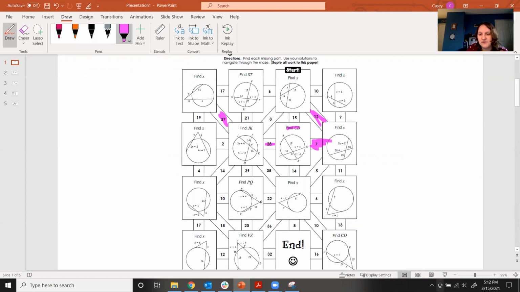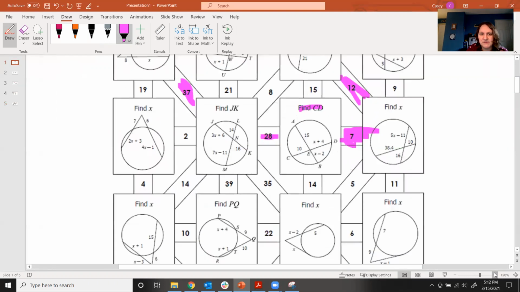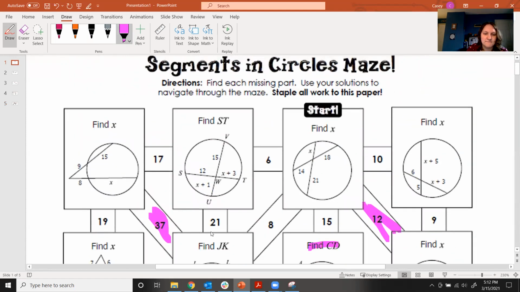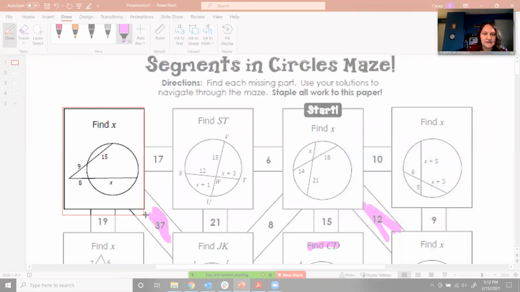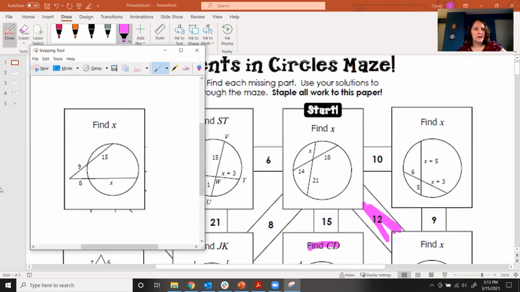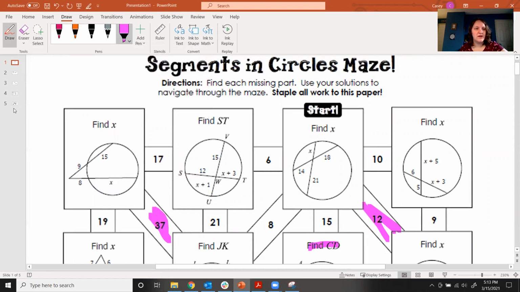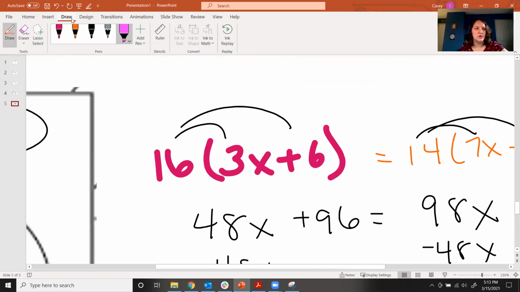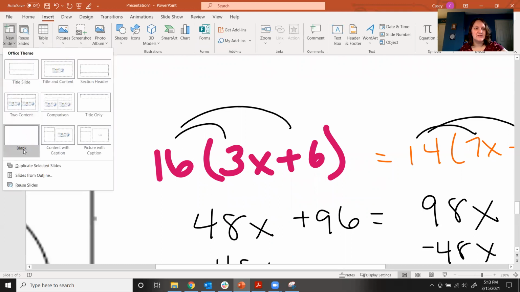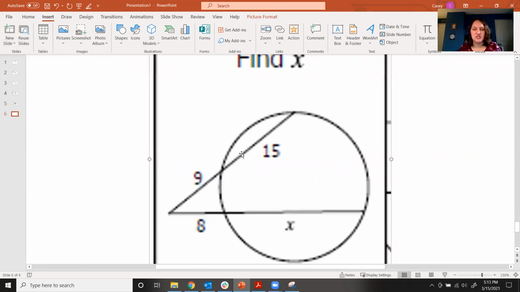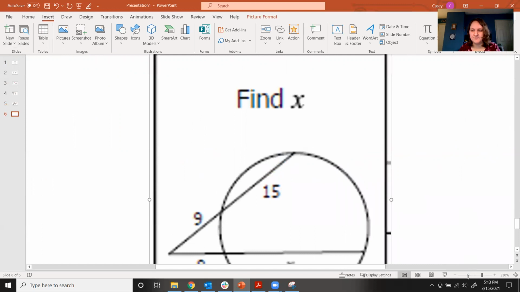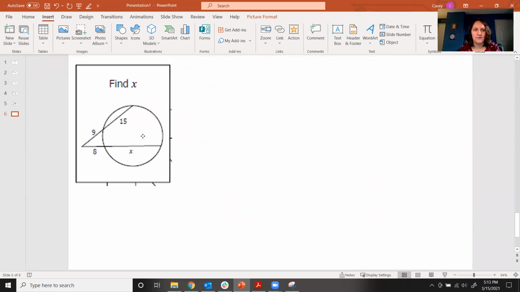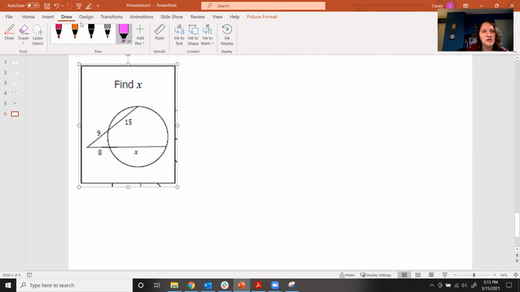Now this problem is different than what we were just doing, so let's do this one together. We're going to solve for x. And in this problem, we don't have an intersection inside the circle. We have the intersection outside the circle. So the relationship is going to be a little different. Remember, the relationship here says that we're going to take the piece on the outside and multiply it by the length of the whole thing.